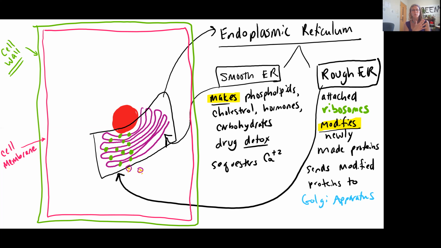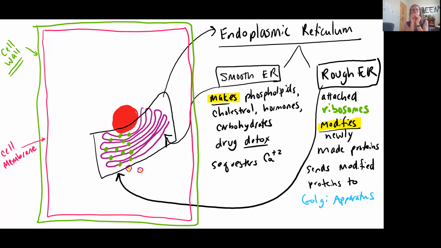Our rough ER I've represented on the side with those green ribosomes attached. Remember, we talked about ribosomes in our genetic organelle video. The ribosomes are either free or attached to the rough ER. So it's called rough because it looks rough because of all these ribosomes attached. Now remember, the ribosome is making the protein. That's where protein production happens, but then it can be released into the rough ER and then modified. So we'll see the rough ER is modifying newly produced proteins and then packaging them into structures called vesicles.